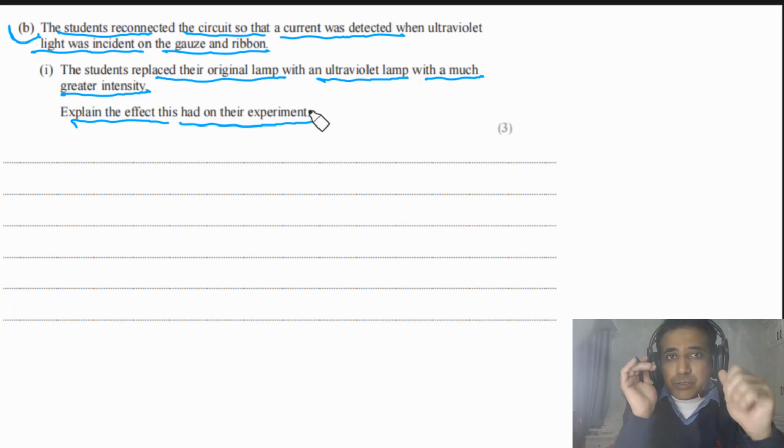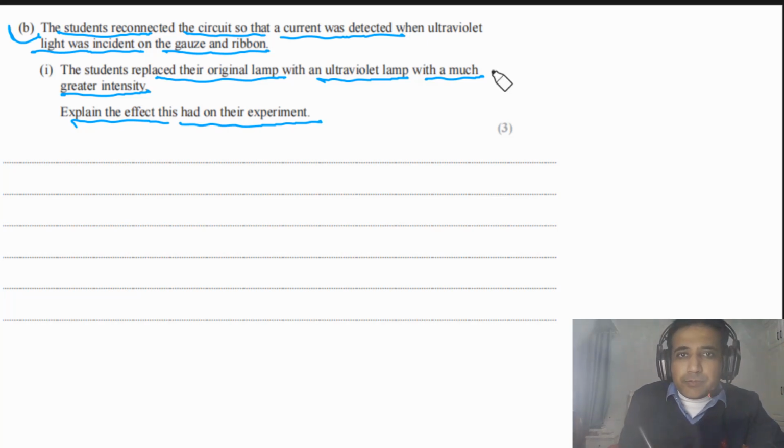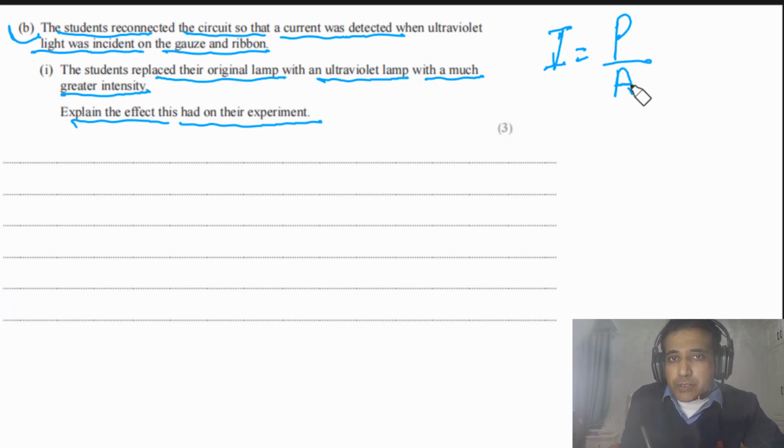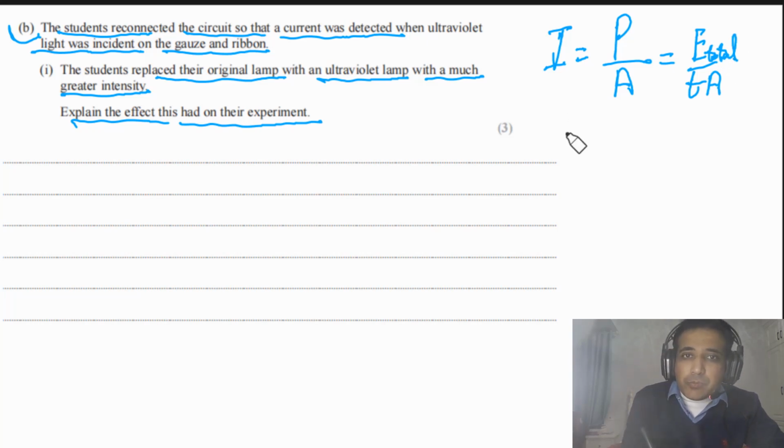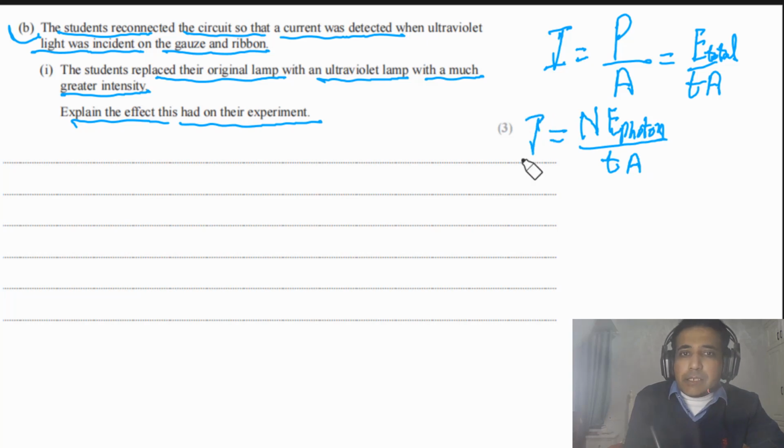This is one way to understand, but we can also understand this with an equation. So what is intensity? First of all, intensity is power over surface area, and power is equal to energy over time, so intensity is energy over time times area. This is representing total energy. But we can break down this energy into the number of photons times the energy of a single photon, and we divide by T times A, and this is intensity.